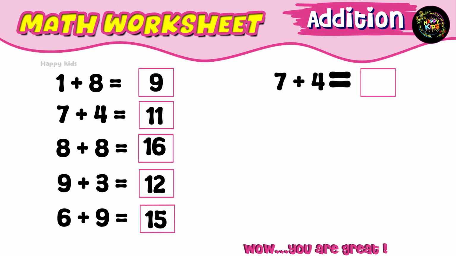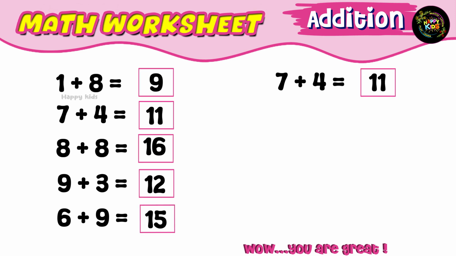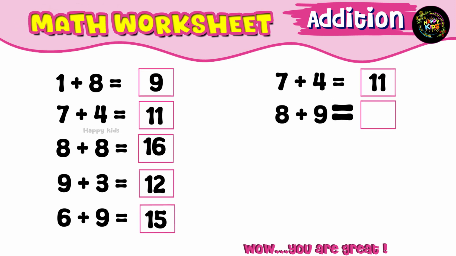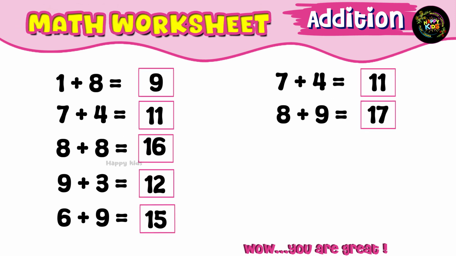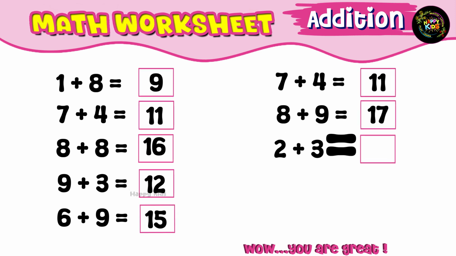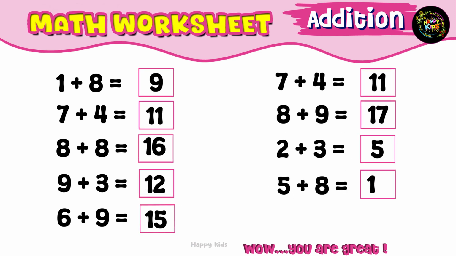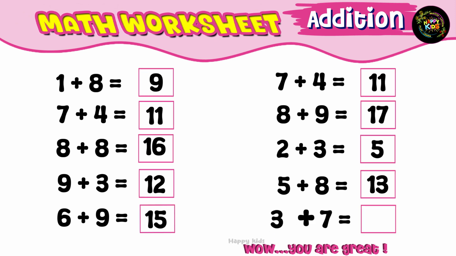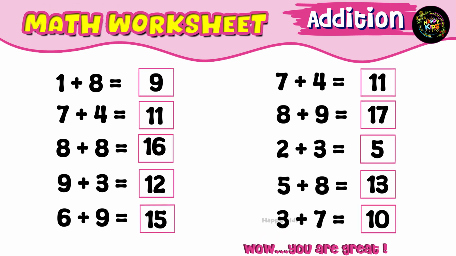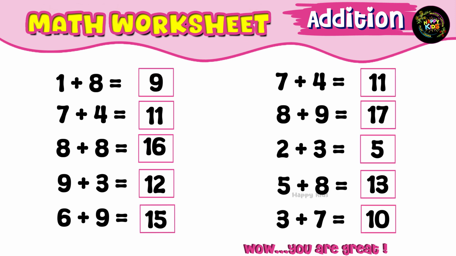7 plus 4 is equal to 11. 8 plus 9 is equal to 17. 2 plus 3 is equal to 5. 5 plus 8 is equal to 13. 3 plus 7 is equal to 10. Wow, you are great!